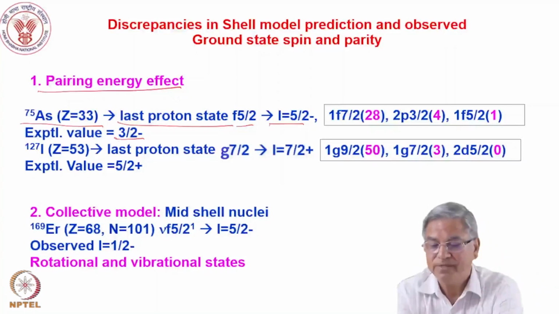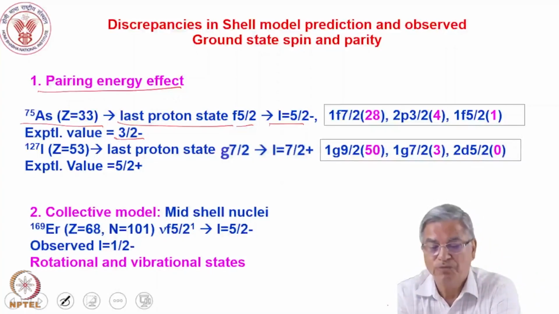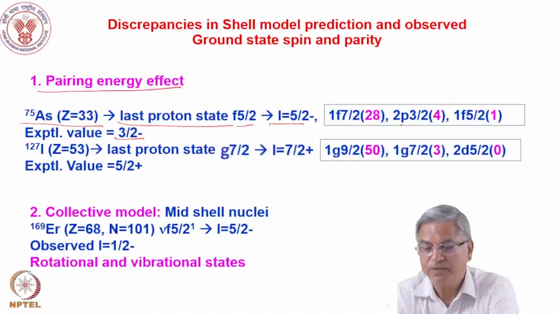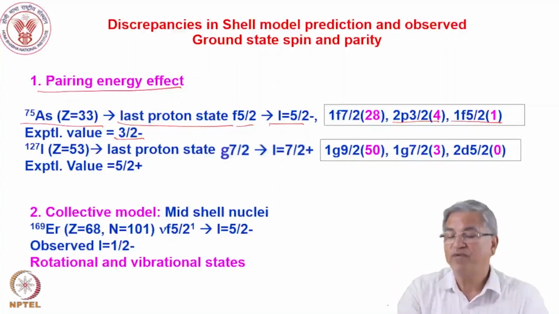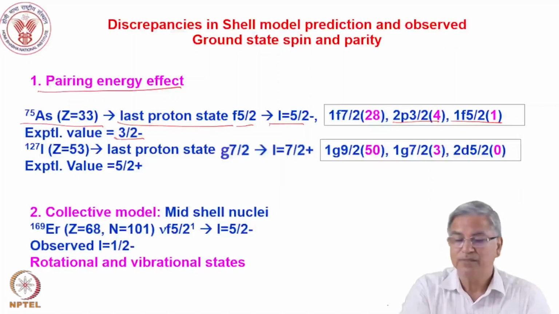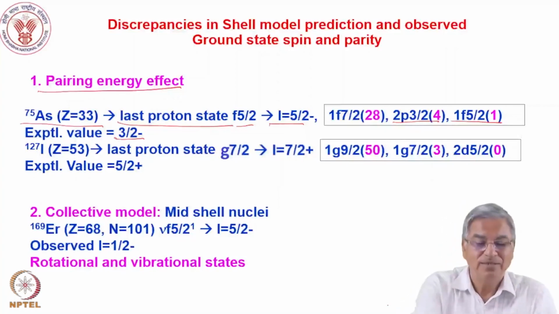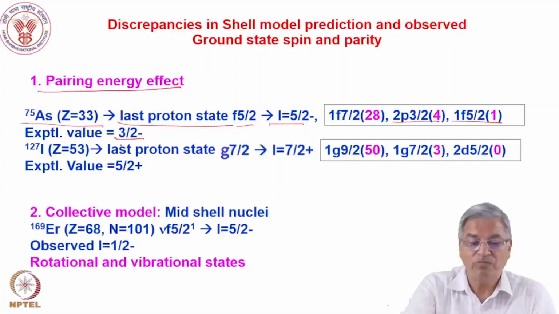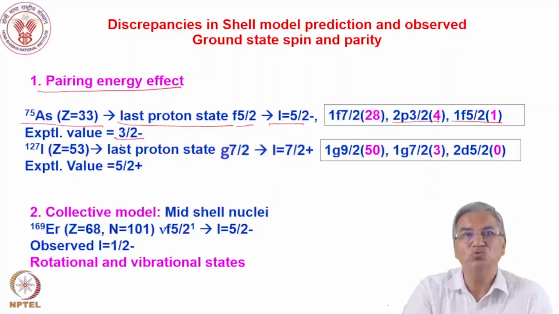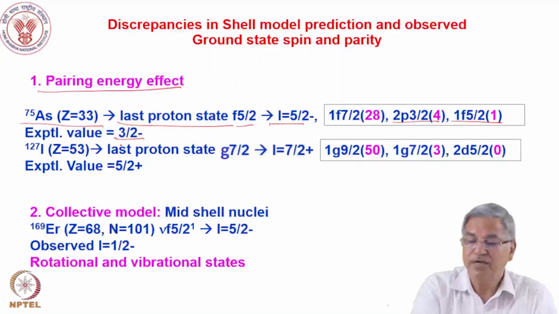So here I try to explain: f7/2 will be 28 protons. Then after that we have 2p3/2, so 28 plus 4 is 32, and the last one goes to f5/2. So according to the shell model, the proton should occupy f5/2, and hence its spin should be 5/2 minus. But you see here, just before that, there is a p3/2 level. Instead of the 33rd proton occupying f5/2, the pair goes to f5/2, and the odd proton occupies the p3/2.